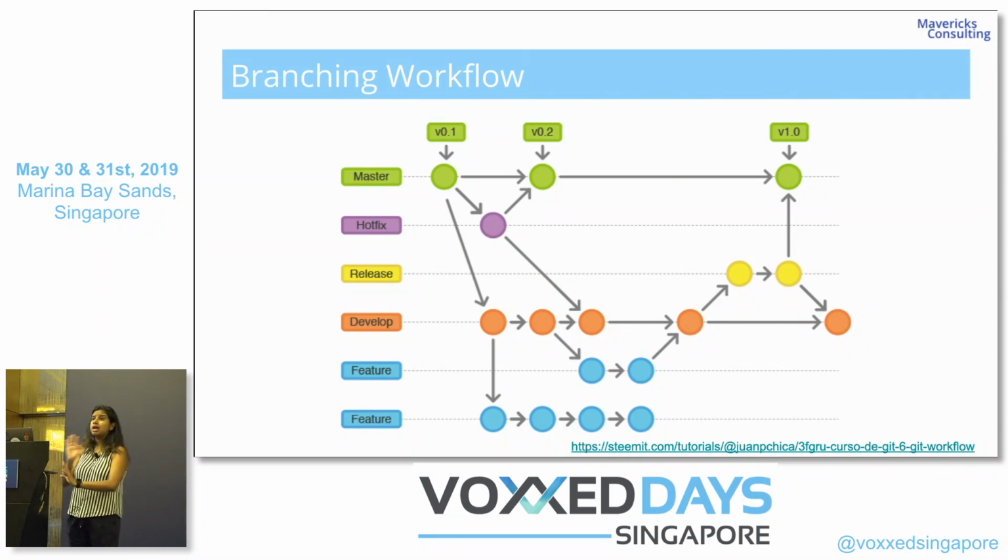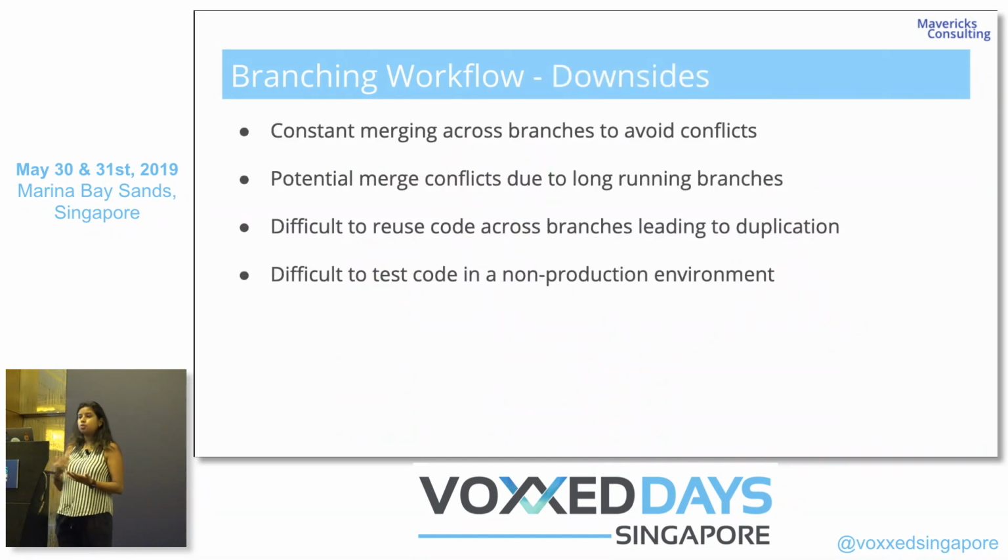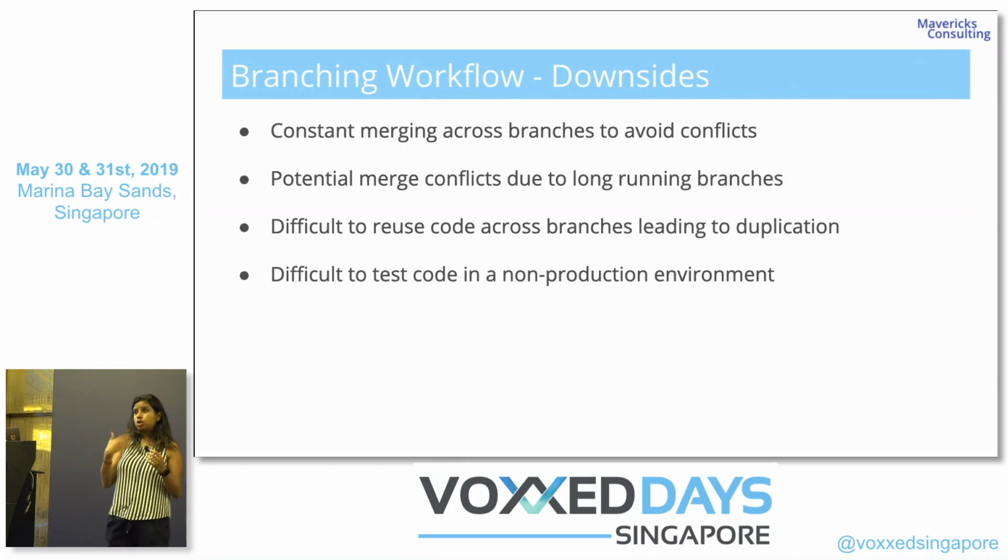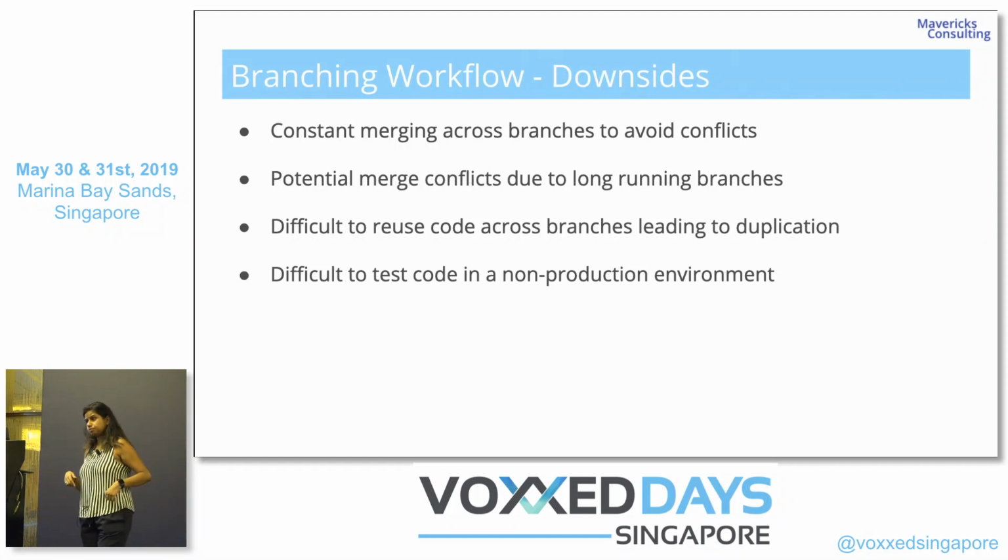But again, I'm in no way saying that this is wrong or anything. It's an approach that works. But like I said, there are a few issues with it, right? So there is constant merging across branches because you want to avoid conflicts, especially if you're constantly merging back to a common branch. You have to keep pulling changes onto your branch to avoid long-running conflicts. And because you're doing feature branching, your branches can be pretty long-running, which could also lead to merge conflicts.